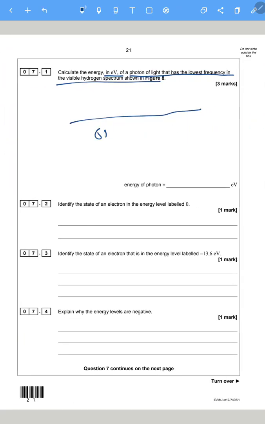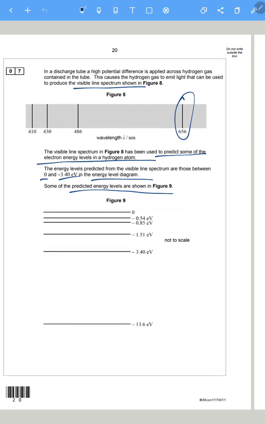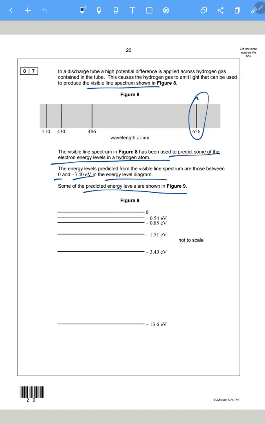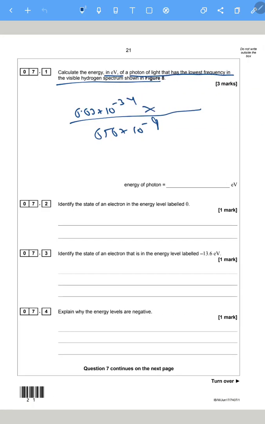So we need that in meters, so 656 times 10 to the minus 9, over 6.63 times 10 to the minus 34 times, and then the speed of light, I'm hoping, 3 times 10 to the 8, over times 10 to the minus 19. So that is 3.03 times 10 to the minus 19. And then we need to convert that into electron volts, which would be 1.9.